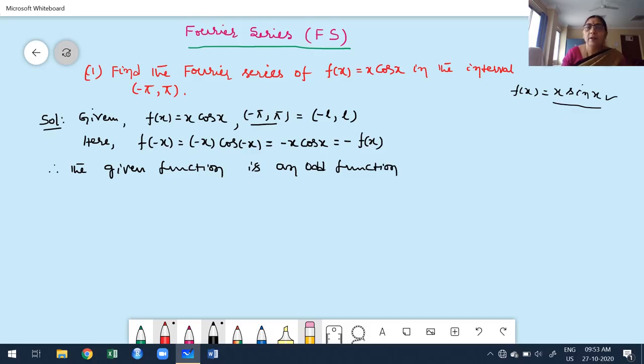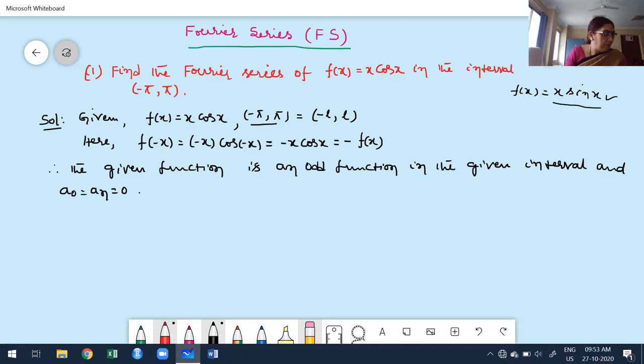Odd function in the given interval. Whenever the function is an odd function, what are the values that are zero? A0 and An are 0. So A0 is equal to 0 and An is equal to 0.